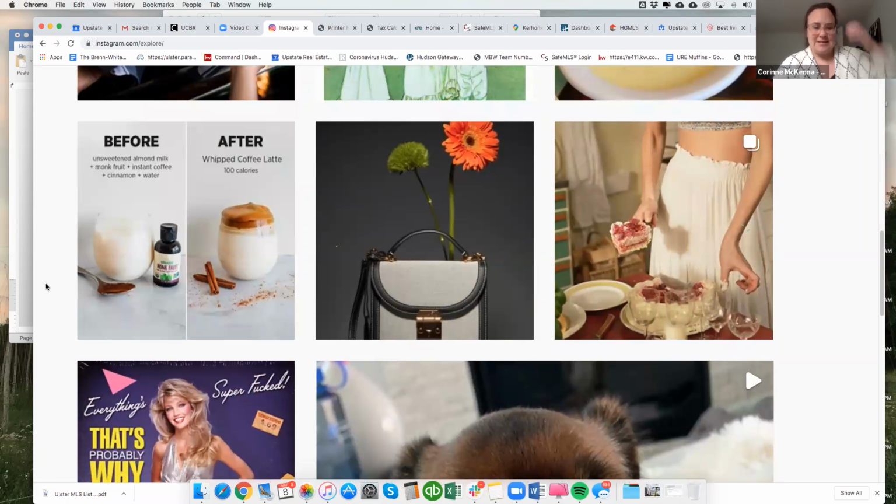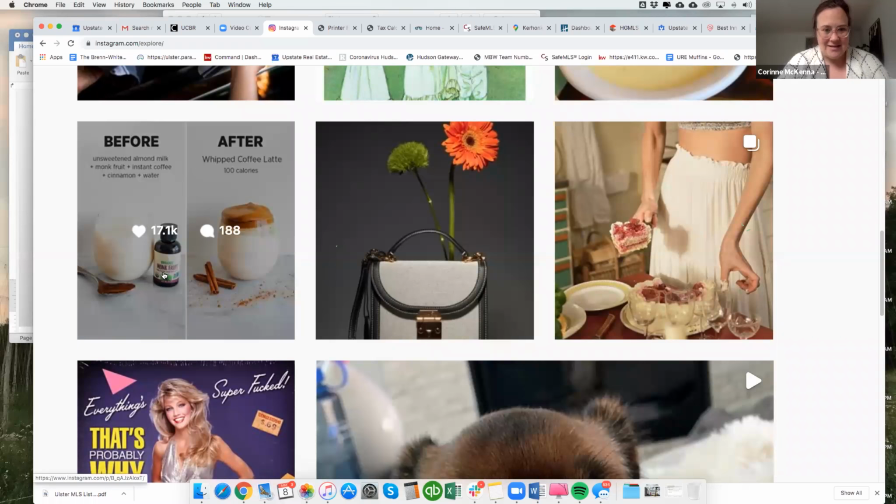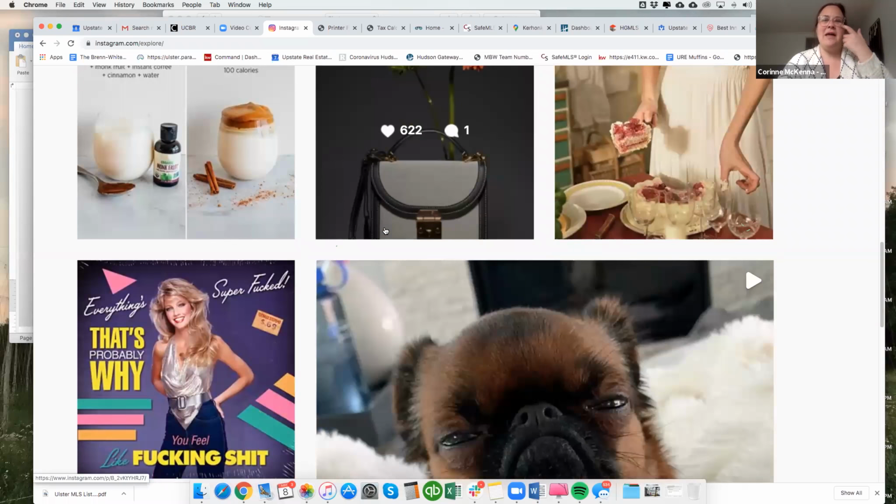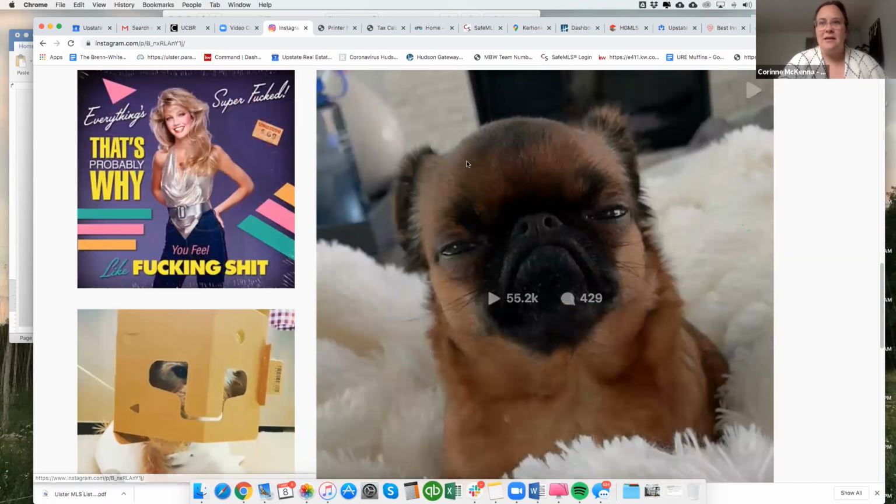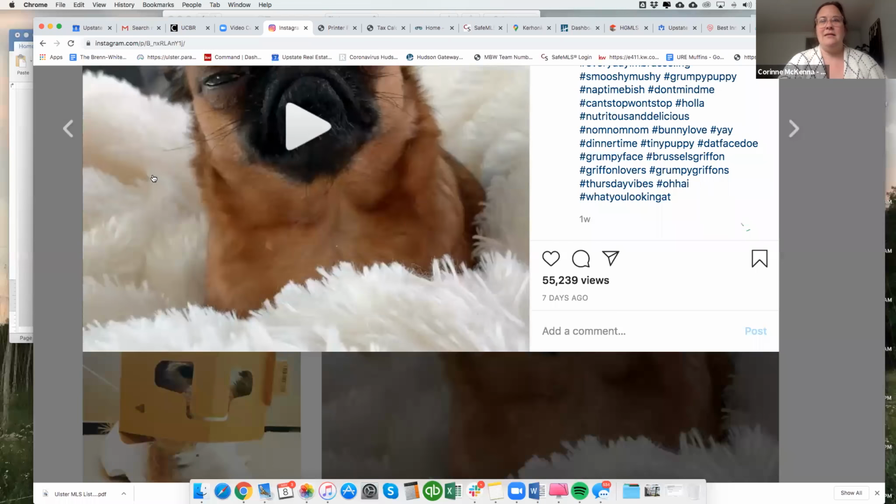It's these ones that are like, before unsweetened almond milk, after whipped coffee latte. You're like, how did they make this delicious thing from this? It does the same thing to your brain. And then obviously there are ones where you're just like, love.